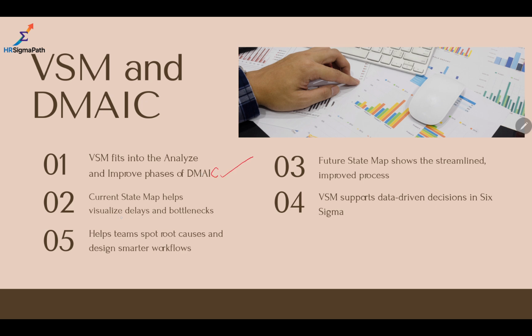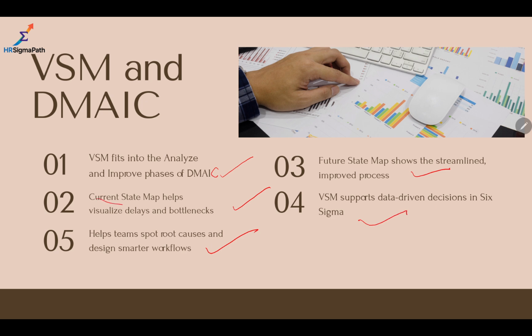The current state map helps visualize the delays and bottlenecks, helps teams spot the root causes and design smarter workflows. And the future state map shows the streamlined, improved process here. And VSM supports data-driven decisions in Six Sigma.